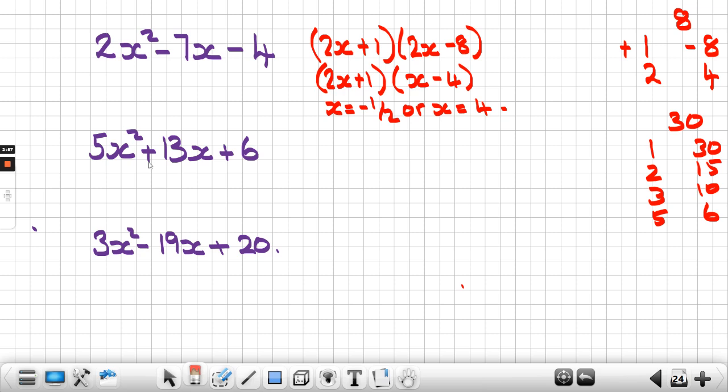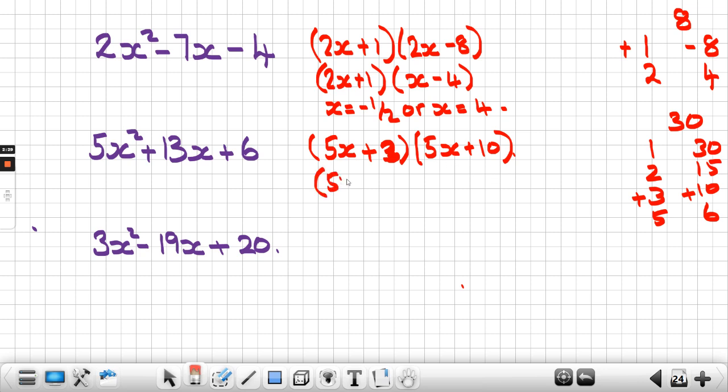So we're looking for, we've got a positive and a positive, so 2 positives. We want 2 numbers that sum to 13, so it's got to be 3 and 10. So we're going to write both brackets out with the coefficient. 5x plus 3, 5x plus 10. And then one of them will be able to take a factor of 5.